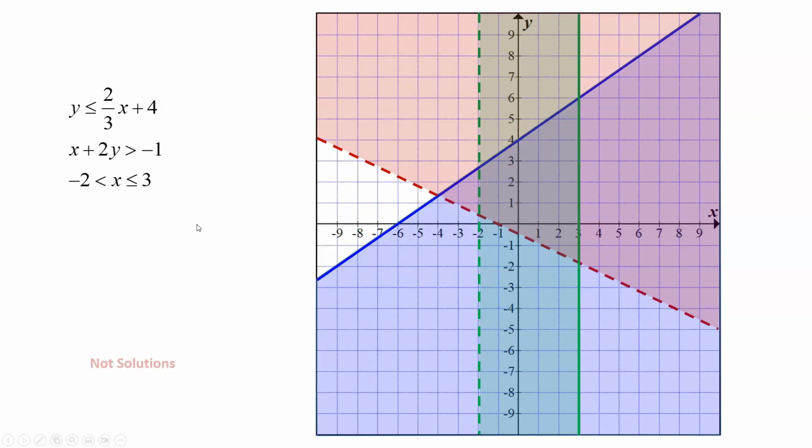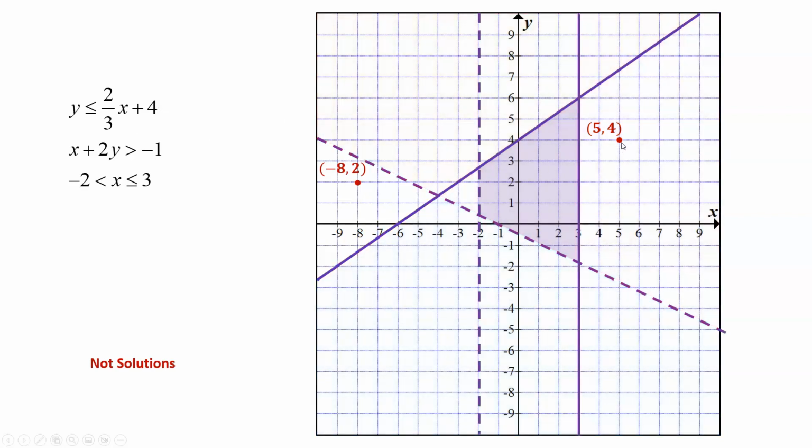So some non-solutions: one would be, of course, (-8, 2). It doesn't satisfy any one of these. But one like this here, (5, 4), satisfies these two. It doesn't satisfy this one. And you can see that still falls well outside the feasible region, so it's not a big surprise.